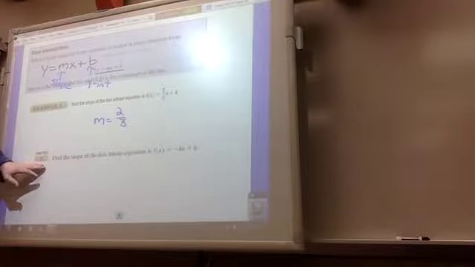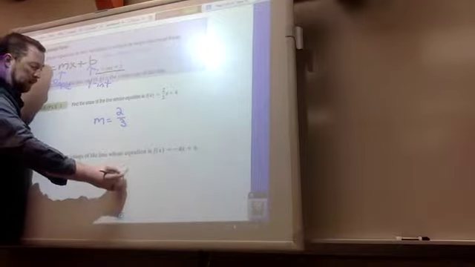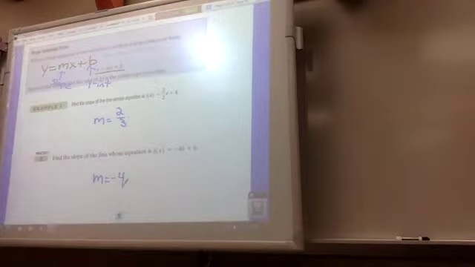On this one, we've got the function f of x equals negative 4x plus 6. So what's your slope on that one? Negative 4. It's that number in front of the x. That is your slope.